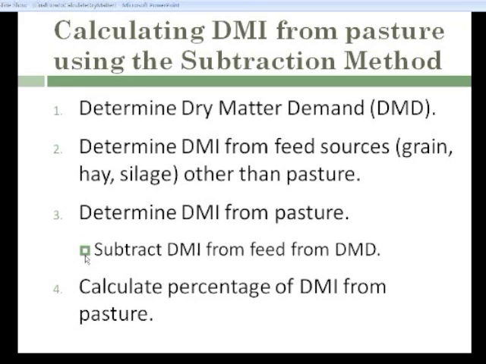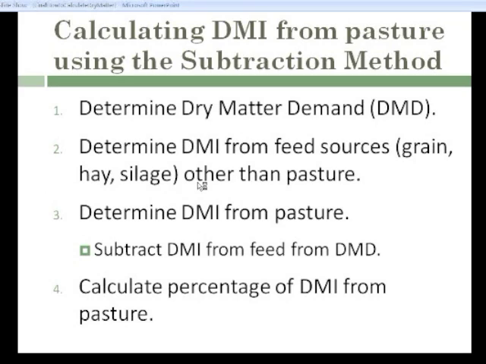So here are the 4 basic steps involved in doing the dry matter intake calculation using the subtraction method. First of all, you're going to determine the dry matter demand, and again, that is the predicted amount of dry matter that an individual animal or a group of animals that you're doing this calculation for is going to eat in a day.